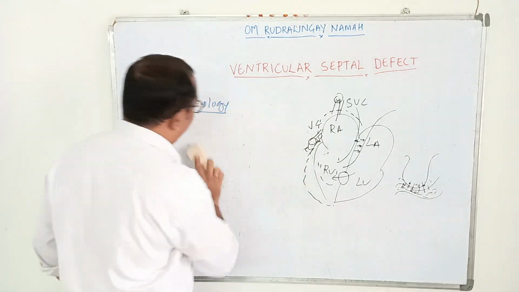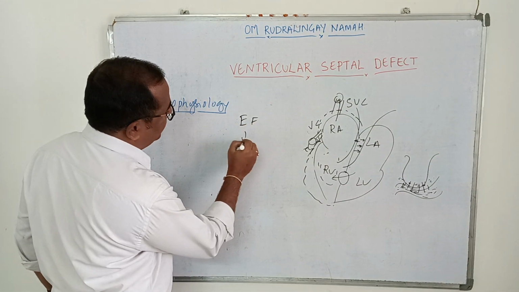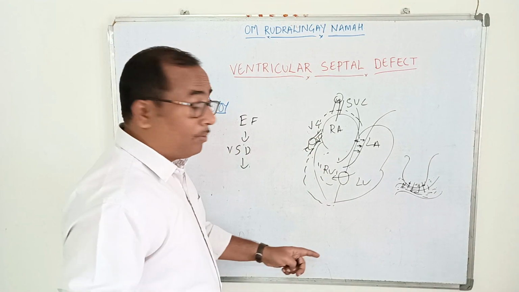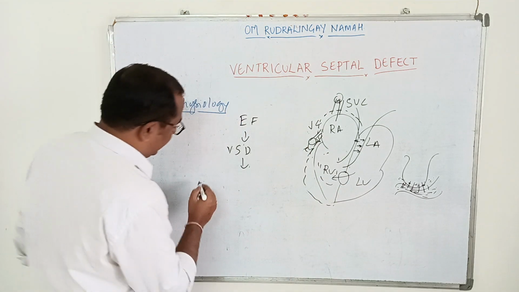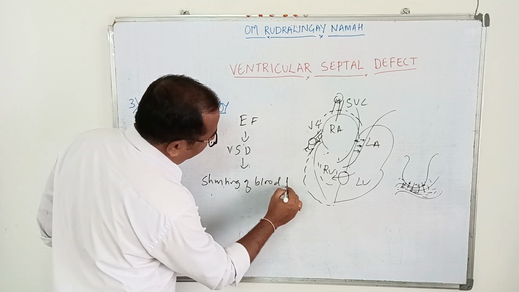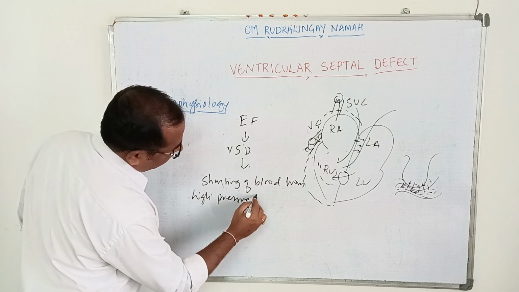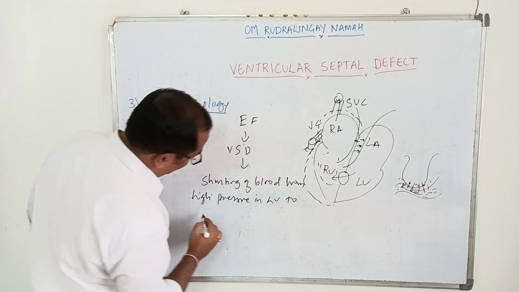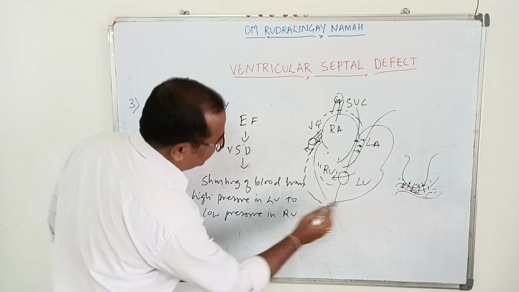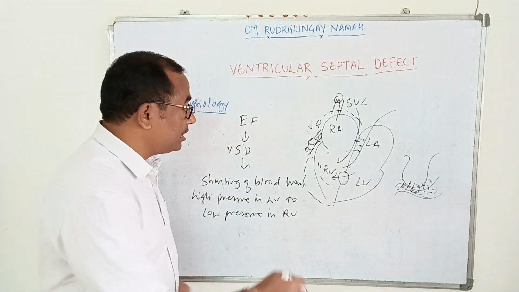Now one more pathophysiology of this ventricular septal defect. Due to etiological factors, there is a structural defect, that is a ventricular septal defect. So because of this ventricular septal defect, what happens here? There is a shunting of blood from high pressure in the left ventricle to low pressure in the right ventricle. So because of this, what happens here?